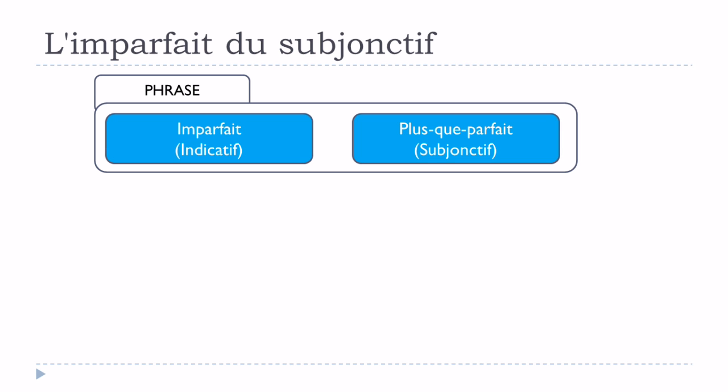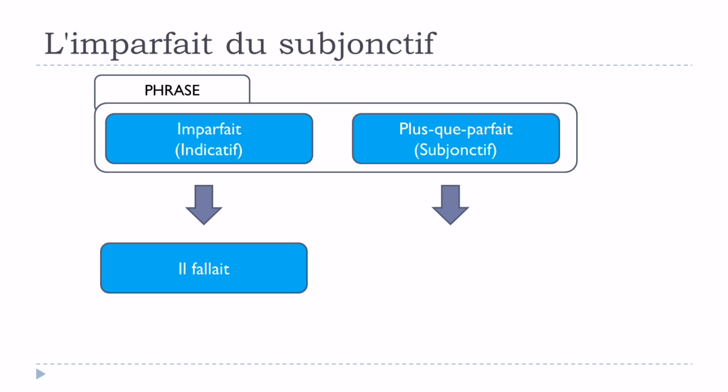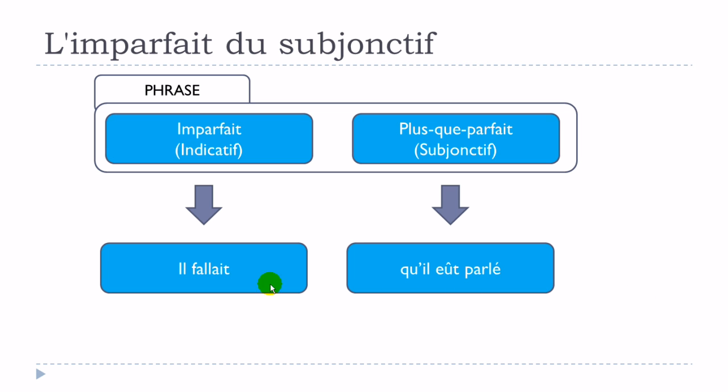But as we saw previously, it's also possible to have in the principale l'imparfait de l'indicatif, and in the subordonnée le plus que parfait du subjonctif, and we will get il fallait qu'il eût parlé. Okay, so exactly the same thing here. We've got imparfait de l'indicatif, and in the subordonnée we've got qu'il eût parlé, and this form here is actually what we call plus que parfait du subjonctif. Okay?